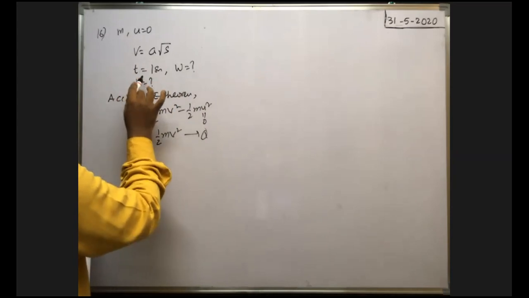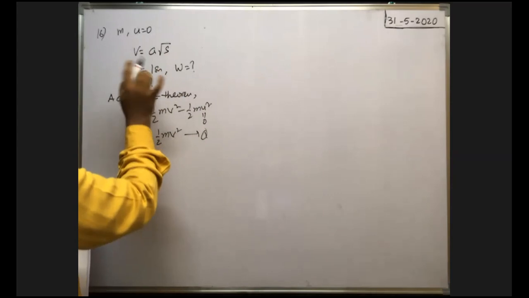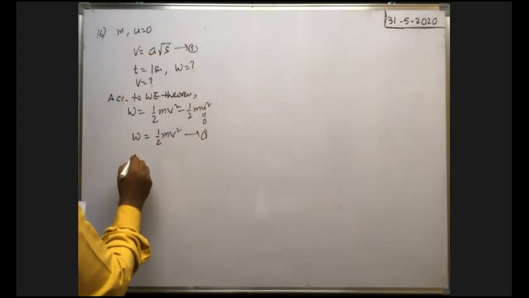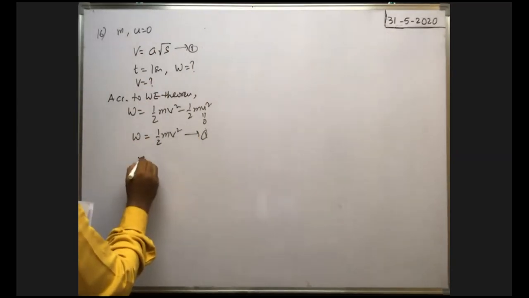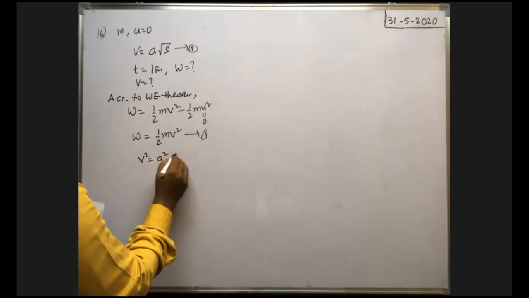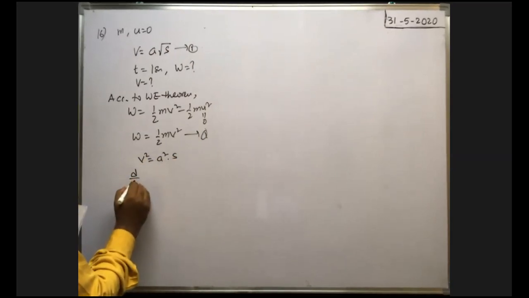So to find the velocity after a time t, we need the relation between v and t. But here the relation between v and s is given. So we square on both sides. V squared is equal to a squared into s. Now we differentiate them on both sides with respect to time.